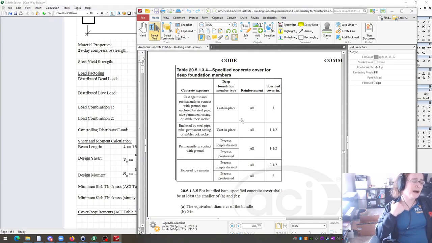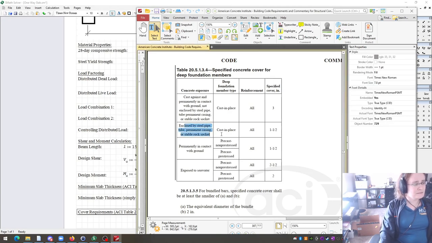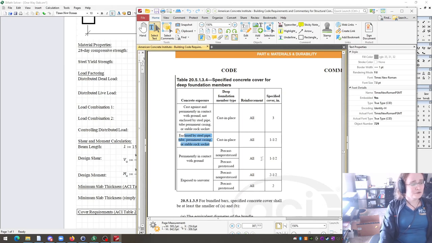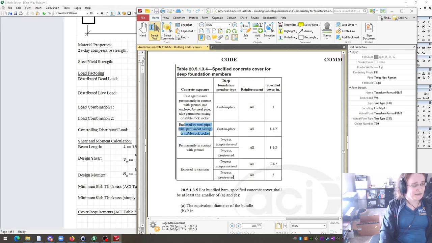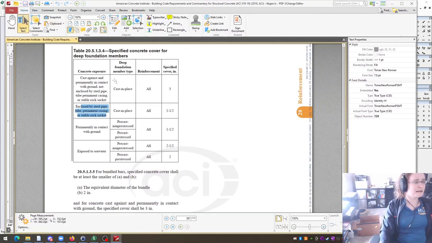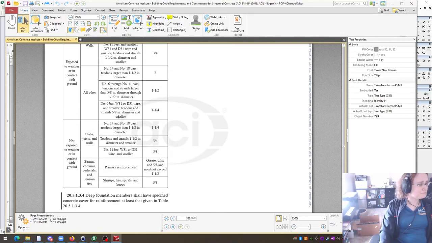Okay, so concrete exposure: cast against and permanently in contact with ground. No, we don't have that. Exposed to seawater? No. Permanently in contact with ground? No. And not with any kind of ground contact or seawater contact. So we don't have a specific cover requirement from that.